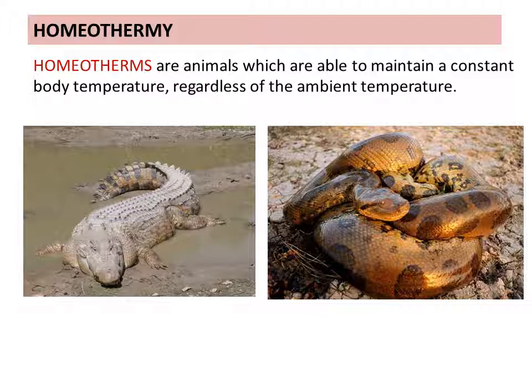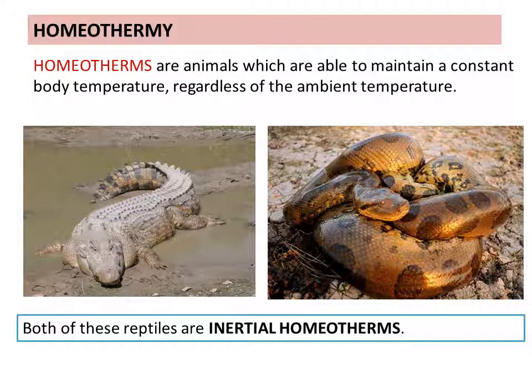They actually have no mechanism to maintain their body temperature in the way that mammals do, but they're referred to as inertial homeotherms. They're ectotherms. They rely upon their environment around them to control their temperature, but they actually control their internal temperature by their behaviour and also by the nature of their enormous size.